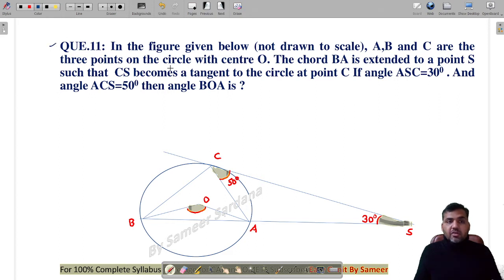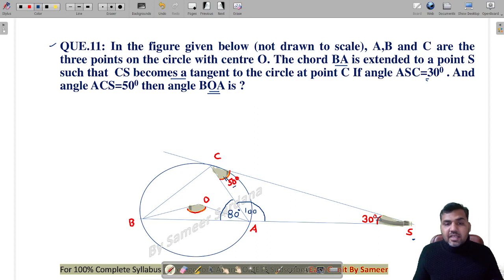Look at this question, a beautiful question. In the figure given below, not drawn to scale, A, B, and C are three points on the circle with center O. The chord BA is extended to the point S such that CS becomes a tangent to the circle at point C. This angle is given to us as 30 degrees, and angle ACS, this angle, is given to us as 50. We are supposed to find the value of angle BOA. So guys, here this is 30, this is 50. Can I straight away say that the value of this angle will be 100 degrees? If this is 100 degrees, then this angle will be equal to 80 degrees.